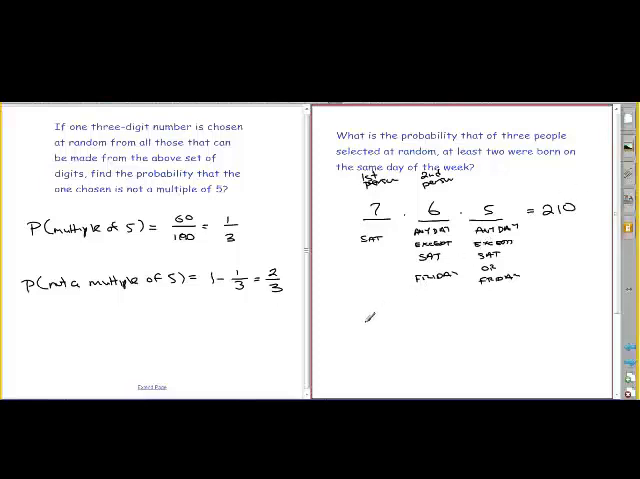This is actually the numerator. The total number of possibilities, the total number of arrangements, which is the denominator, would be 7 times 7 times 7 without any restrictions, because the first person can have a birthday on any day of the week, the second person can have any day of the week, and the third person can have any day of the week. So that gives us a total of 7 cubed, which is 343.